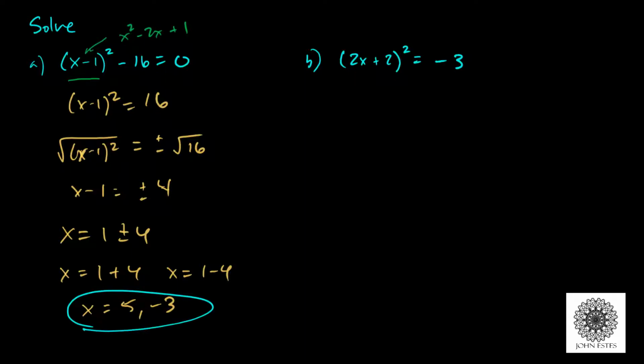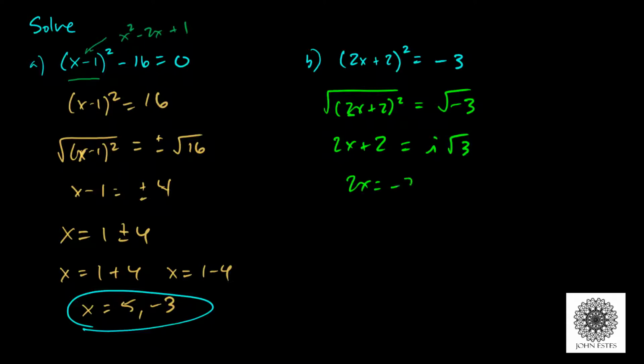Okay, for the second example, I already have the squared part by itself, so I can just apply the square root to both sides. So I'm going to take the square root of 2x plus 2 squared, and then the square root of negative 3. And here, depending on your textbook, you may say no solutions, because you can't have the square root of a negative. Or if you deal with complex numbers, you'll end up with a complex number. Okay, so here I have 2x plus 2 equals i square root of 3. So that gives me 2x equals negative 2.